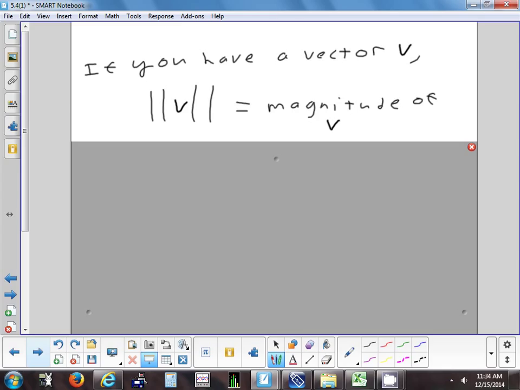How is the magnitude of a vector represented? A length or a number, yeah, exactly. So the answer to this kind of problem is a number. Magnitude is a number.